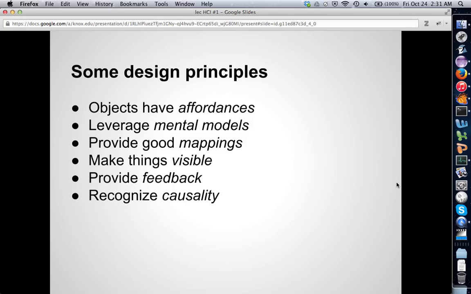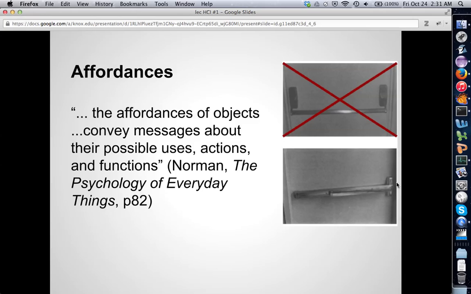So let's talk about some design principles. We've got affordances, mental models, good mapping, making things visible, feedback, and causality. So affordances: this is from Norman's The Psychology of Everyday Things, which is a really, really interesting book. It looks at a whole bunch of everyday objects and talks about the psychology of them. The affordances of objects convey messages about their possible uses, actions, and functions.